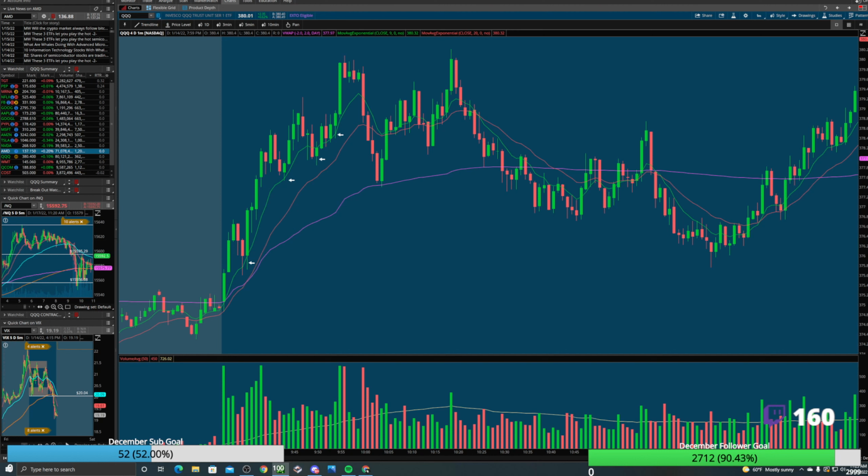Is there an intraday time frame that you tend to draw your zones on? I like the 5 and the 10 minute. I also look at the 15 and the 1 hour.